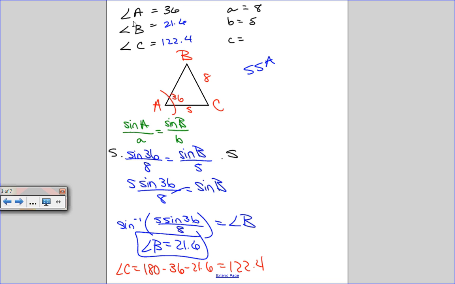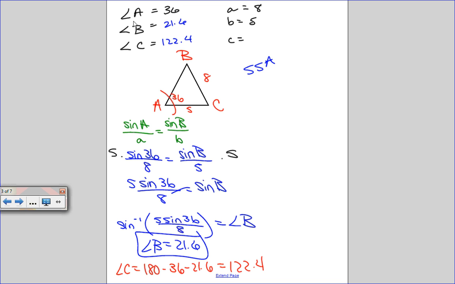My side C. Can I just use the Pythagorean theorem here? No, because we don't know if this is a right triangle. Clearly, we know it's not a right triangle now, because I have 122.4 degrees as my largest angle, which is going to make this an obtuse triangle. We all good on that?